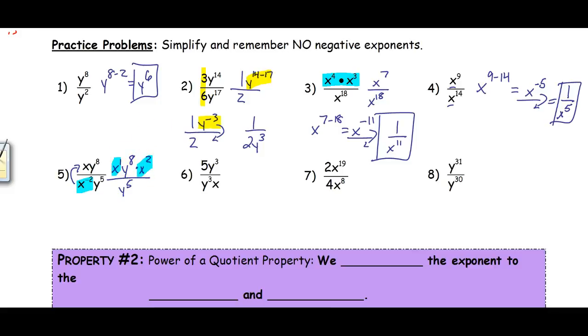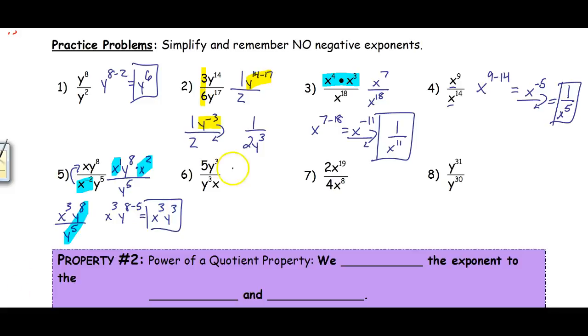All right, let's simplify here. Let's take care of our multiplication. Remember, when you're multiplying the same base, you add your exponents. So you get x to the third, y to the eighth over y to the fifth. Now take care of this: x to the third, y to the 8 minus 5. Your final answer, x to the third, y to the third.